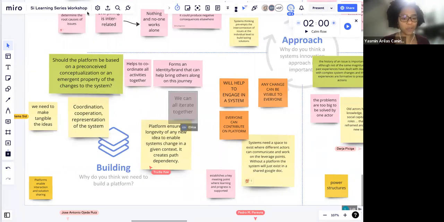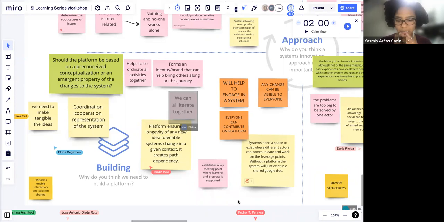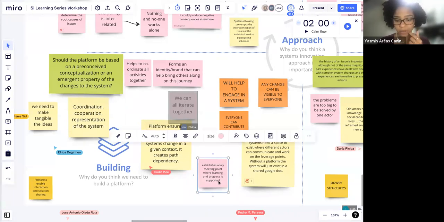Okay, so we have coordination, cooperation, representation of the system. A good platform ensures longevity of any new ideas to enable systems change in a given context. It creates path dependency. It helps to coordinate all activities together, and establishes a key meeting point where learning and progress is supported. Very good.